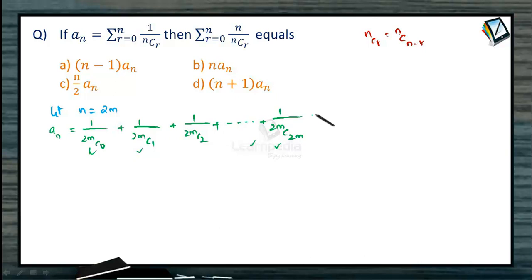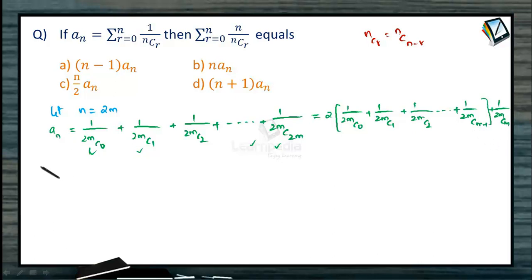So when we add them pairwise, it finally comes to be 2 times 1 by 2mC0 plus 1 by 2mC1 plus 1 by 2mC2 so on up to 1 by 2mCm minus 1. This is up to the last but one term before the middle term. So what is remaining? Yes, the middle term is remaining. That is 1 by 2mCm will be remaining. Now this is the value for our an.